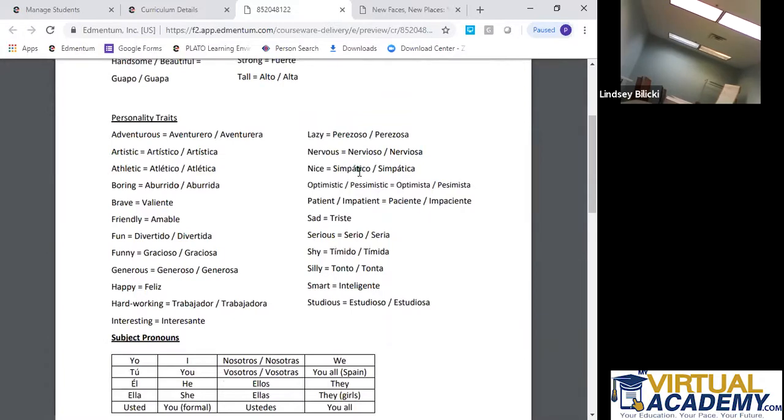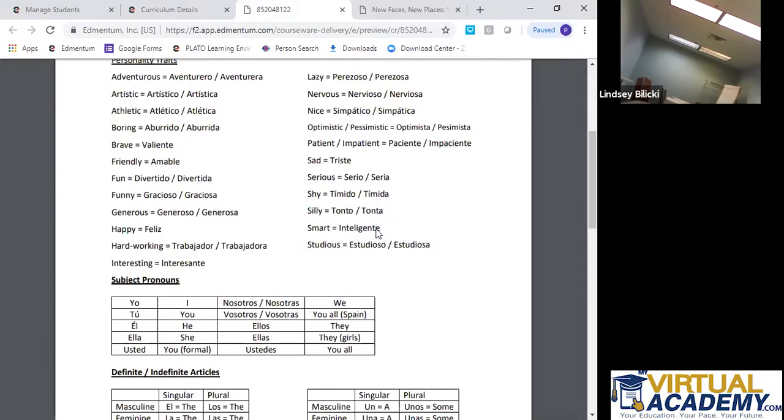Nice, simpático, simpática. Nice in Spanish is more like if you want to say that someone is good looking. It's not like when you say the person is a very nice, good person. In Spanish, you use it more to describe if he's good looking or not. Optimistic and pessimistic. Optimistic is optimista. Pessimistic is pesimista. Patient and impatient, paciente, impaciente. Sad, triste. Serious, serio or seria. Shy, tímido, tímida. Silly, tonto, tonta.